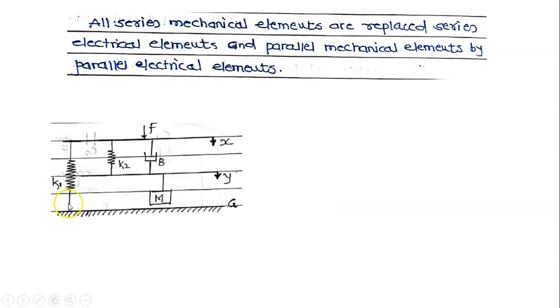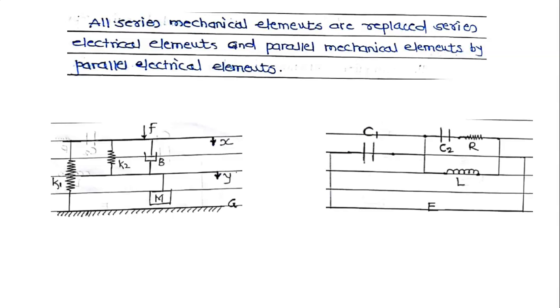Therefore, once again I will draw the diagram. In the previous slide we have seen which are the equivalent elements. Therefore, we will construct the electric circuit, the direct analog electric circuit. Therefore, this is our direct analog electric circuit. Now, K1 is equal to C1. Now, K2 and B are in series. Therefore, K2 is replaced by C2 and B is equal to R. Therefore, C2 and R are in series.